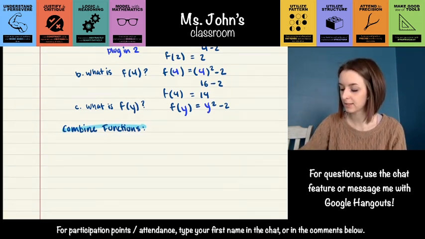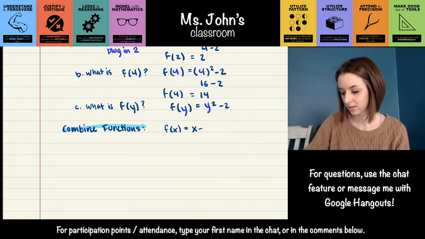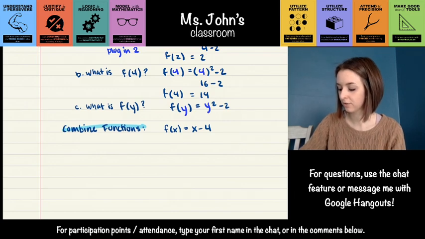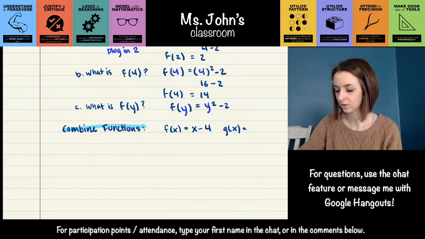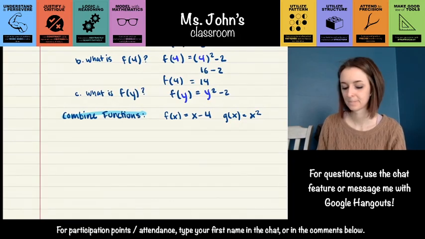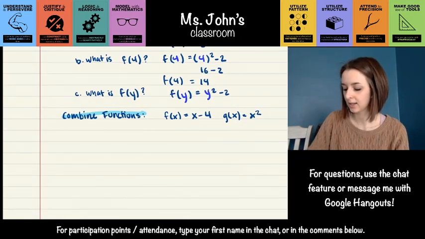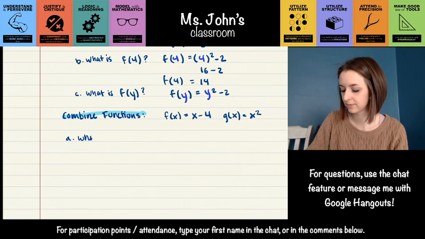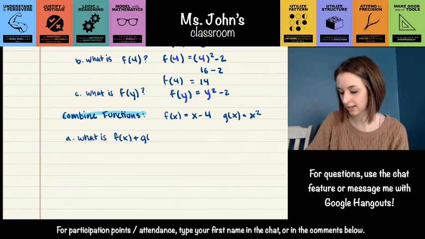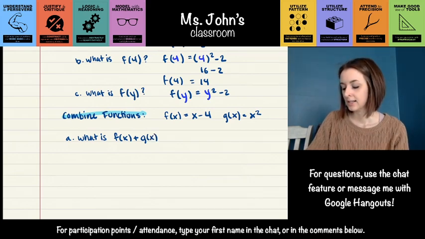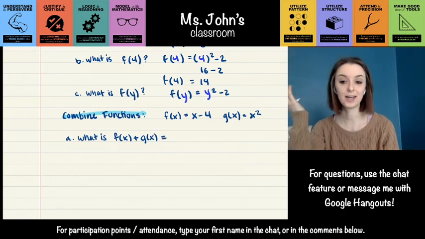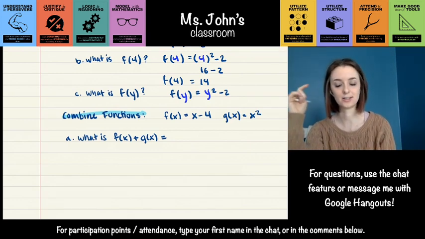I'm just going to make up some examples here. We're going to have two functions this time because we're combining things. So I'm going to say f of x is x minus 4 and g of x, different function so different name, equals x squared. And they can say things like, what is f of x plus g of x? All they're saying there is just add the two functions together.